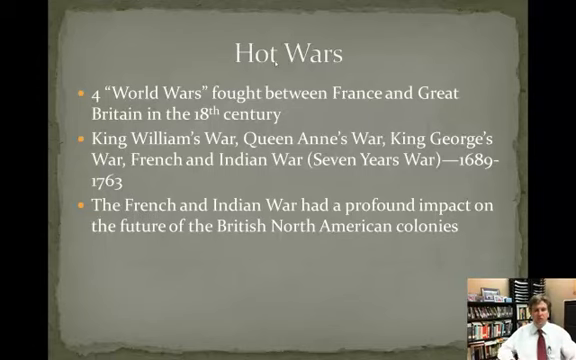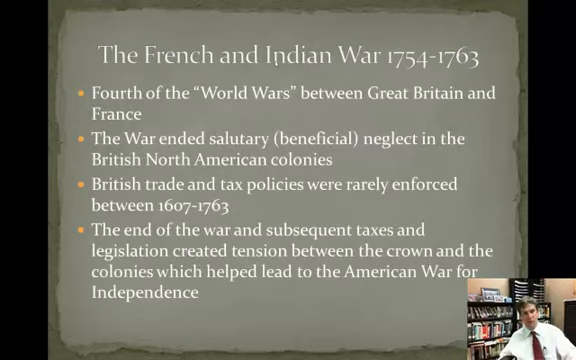There were actually 4 world wars fought between France and Great Britain in the 18th century. King William's War, Queen Anne's War, King George's War, and the French and Indian War, or the 7 Years' War. And that's the important one for our purposes. The French and Indian War had a profound impact on the future of the British North American colonies. It lasted from 1754 to 1763. It was the 4th of the world wars between Great Britain and France.